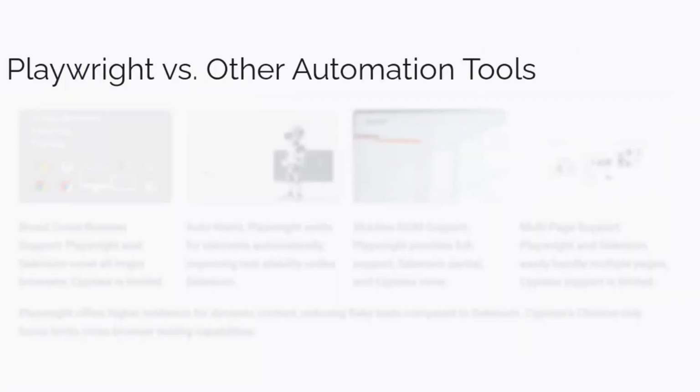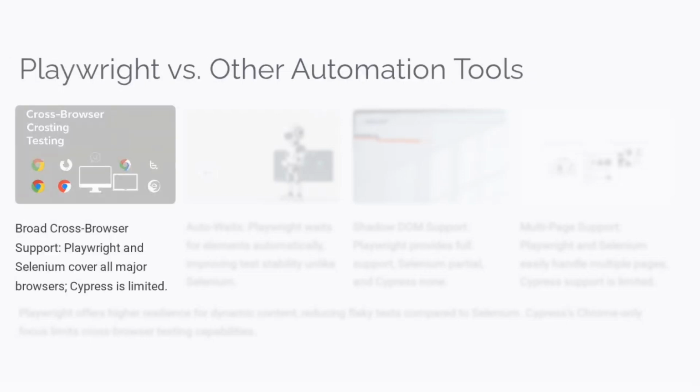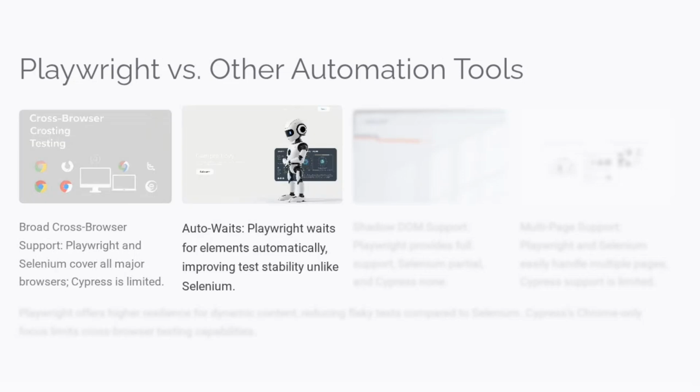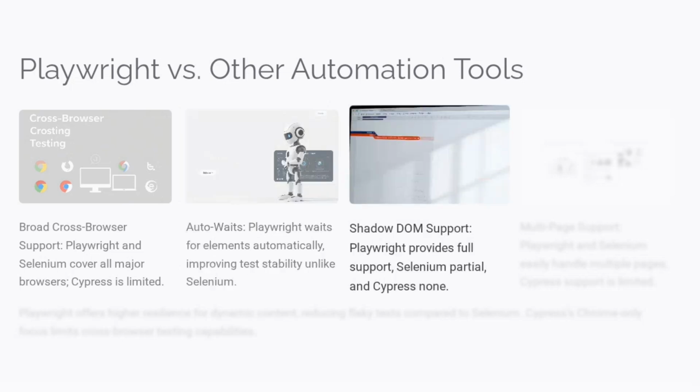Now let me tell you the difference between Playwright and other automation tools. In the market there are lots of different tools, but Playwright has broad cross browser support compared to Cypress and Selenium. Actually Selenium has more, but Playwright has much more. And second, it has an auto wait mechanism. If you are familiar with the Selenium framework, then you know that we need to add explicit wait, implicit wait, fluent wait, but in Playwright you don't need that.